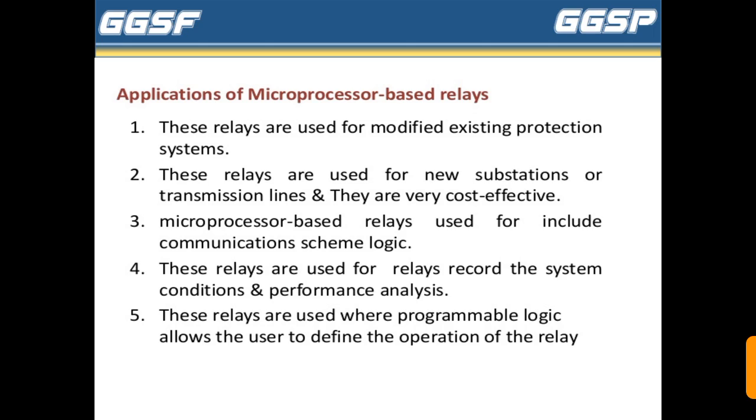Now applications of microprocessor based relays are: these relays are used for modifying existing protection systems. These relays are used for new substations or transmission lines and they are very cost effective. Microprocessor based relays are used for including communication scheme logic. These are used for relay recording of system condition and performance analysis. And these are also used where programmable logic allows the user to define the operation of the relay.